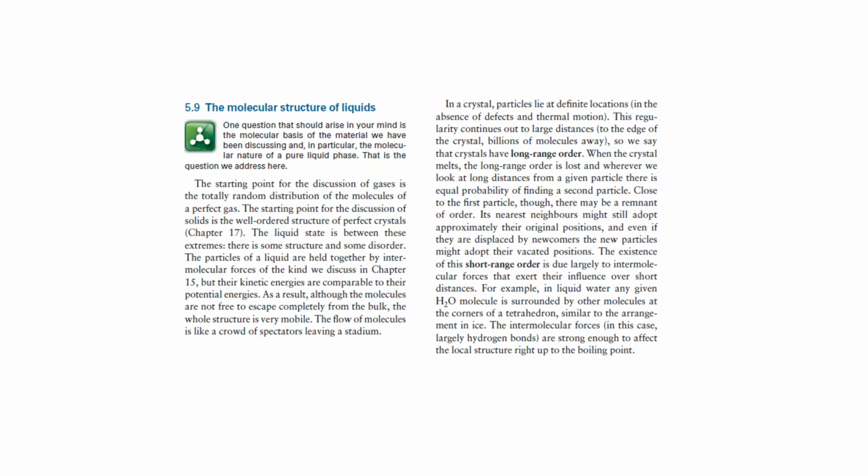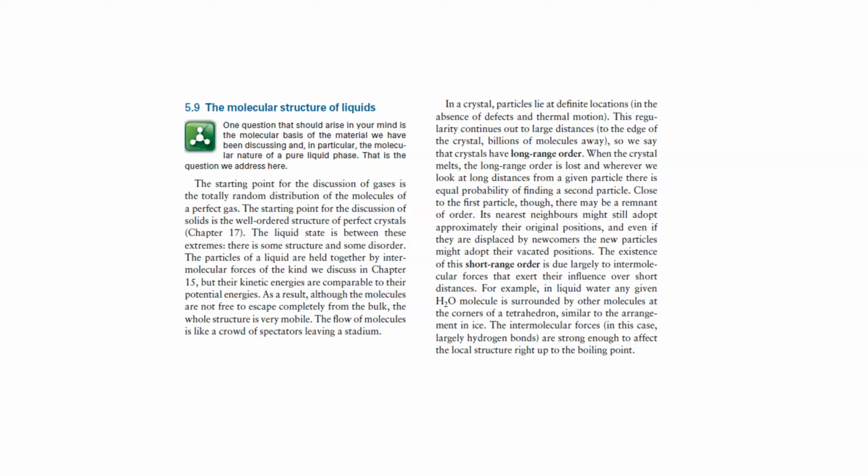In a crystal, particles lie at a definite location in the absence of defects or thermal motion. This regularity continues out to large distances to the edge of the crystal, billions of molecules away. So we say that crystals have long-range order. When the crystal melts, the long-range order is lost, and whenever we look at long distances from a given particle, there's equal probability of finding a second particle.